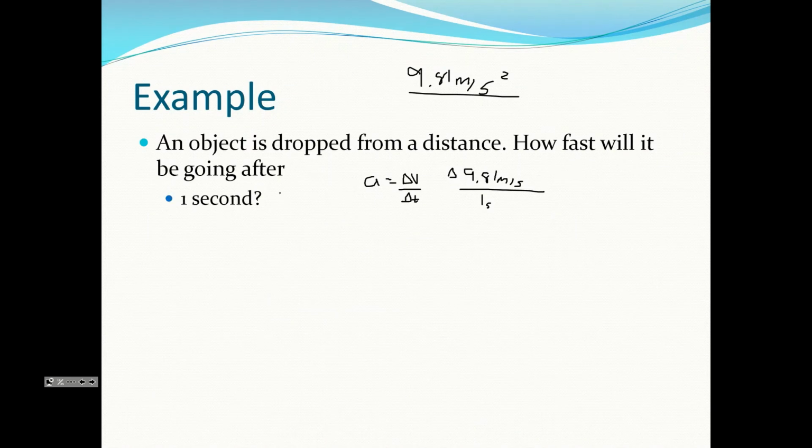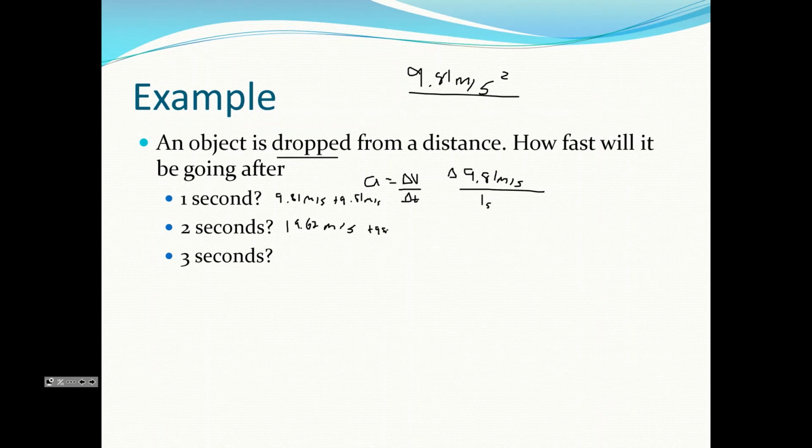So after I drop something, whenever I say drop, it means it starts off at 0 meters per second. So how fast will it be going after 1 second? Well, if it falls for 1 second, then it's going to be going 9.81 meters per second after 1 second. After 2 seconds, well, it's going to gain another 9.81 meters per second. So it's going to be going 19.62 meters per second. How fast after 3? Well, it's going to gain another 9.81 meters per second.